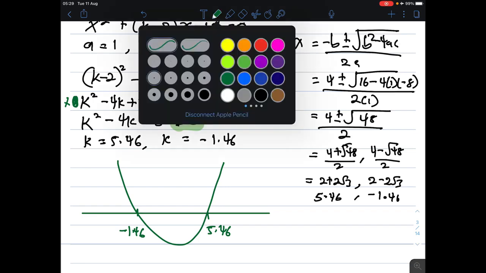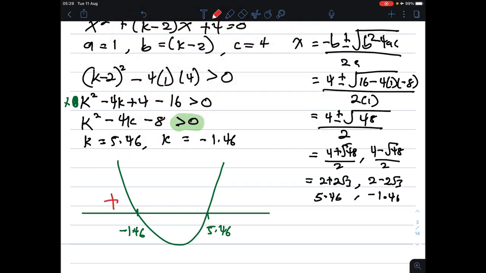Now, this is positive. Remember, this is the x-axis, so anything below is negative, and this is positive, okay? Good, so we are looking for the positive version. That means we are looking for the part where the x value should be going that way, and the x value should be coming that way. Well, that means that you want k to be what? To be less than -1.46. And here you want k, the value of k, to be greater than 5.46.